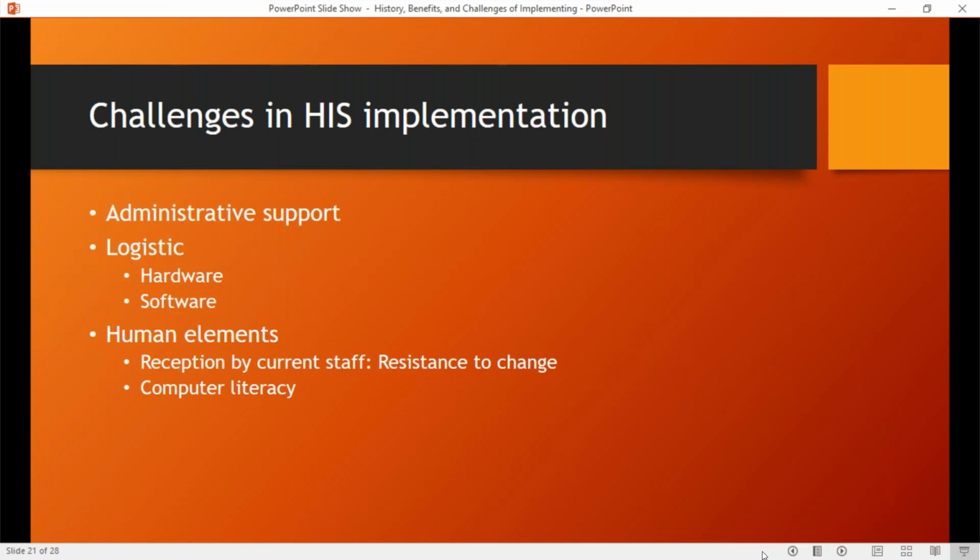So we do have some challenges to think of in terms of implementing a system for a hospital. First off is you have to convince your administration to support your decision to buy the software, to buy the hardware to support your HIS, right? Am I still clear?